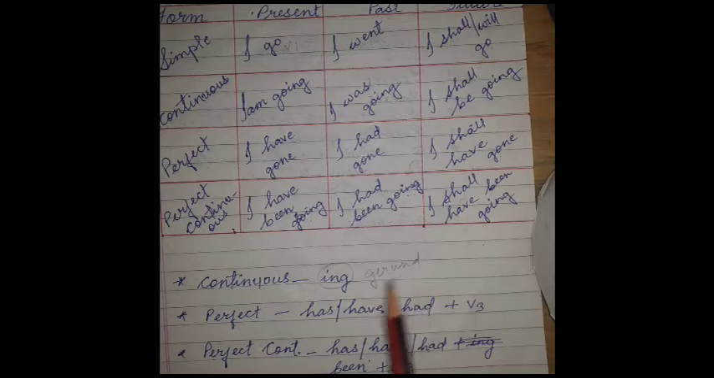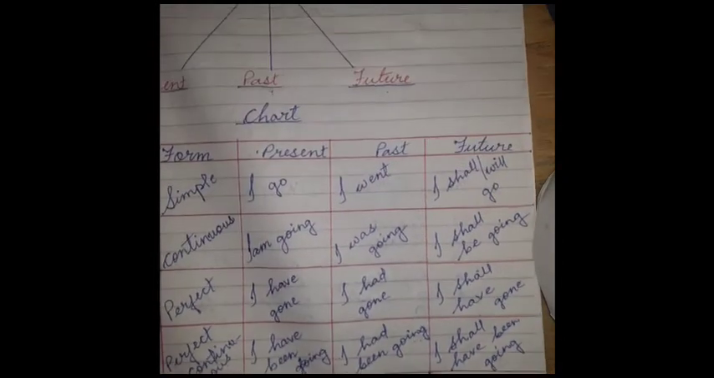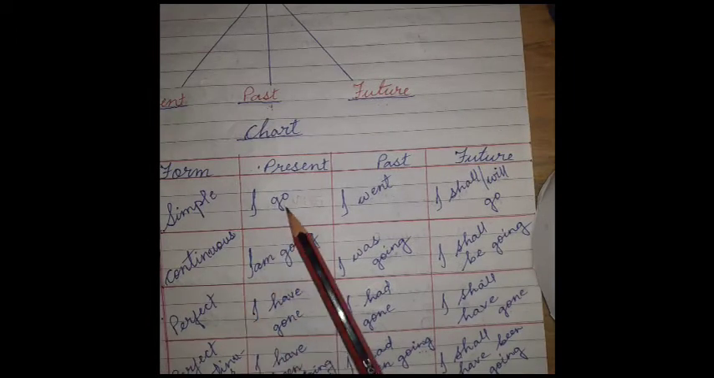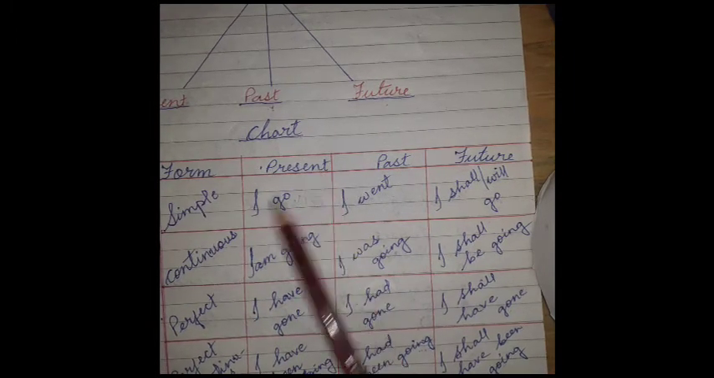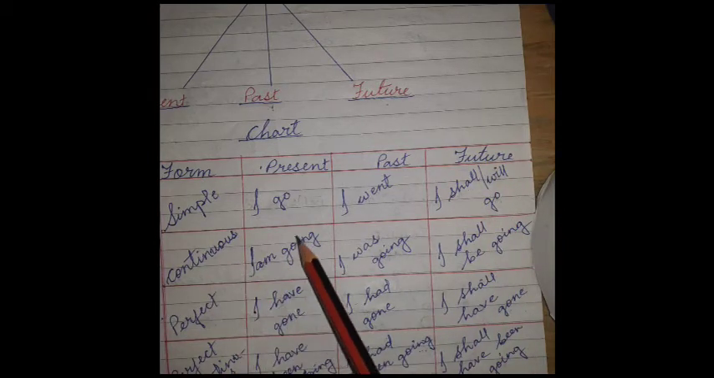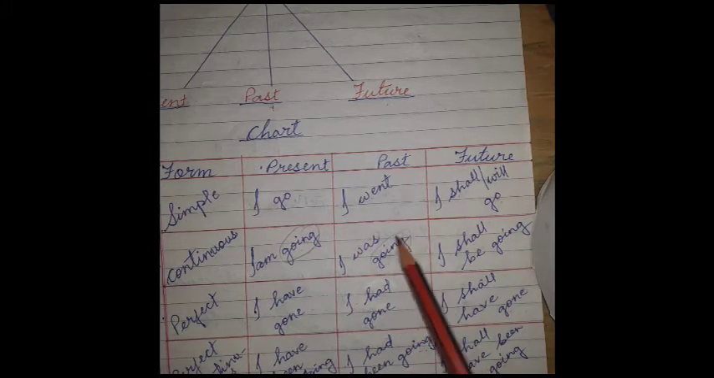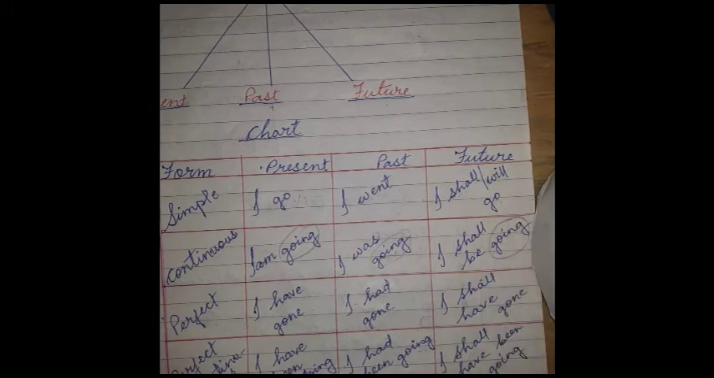G-E-R-U-N-D. So ing is a gerund verb. In continuous tense, please remember to use this word ing, okay? Or three-letter words, ing. Continuous means continue, right? So here, the verb is go, yeah? The present continuous, past continuous, future continuous is all continuous. So we are using this word going, ing, and ing.